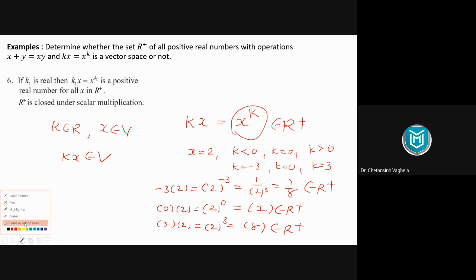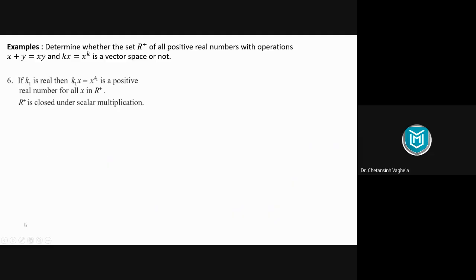Now the next condition, the 7th one, is k times (x plus y) should be equal to k times x plus k times y. Again you can check this with the left hand side and right hand side. This is always the easy approach. Now what is your left hand side? k times (x plus y).